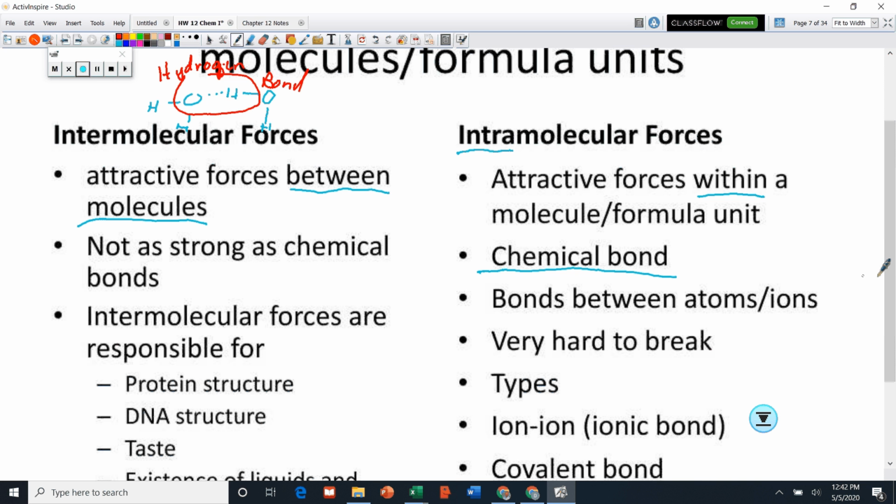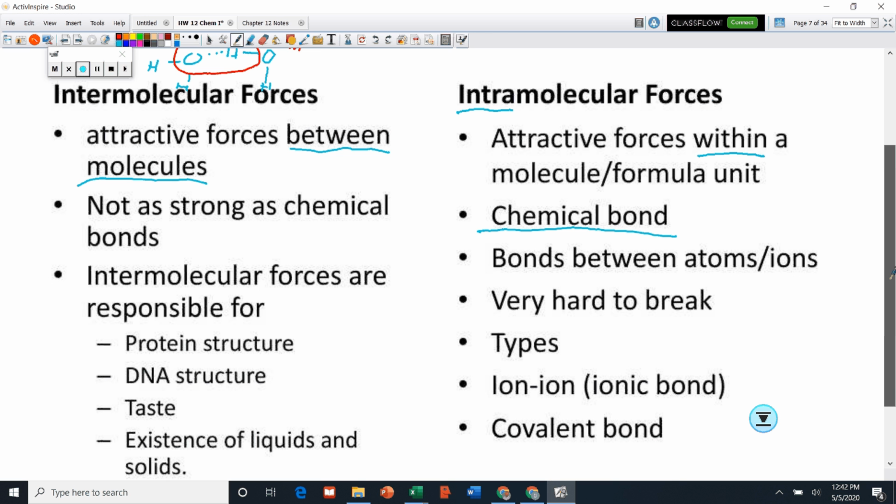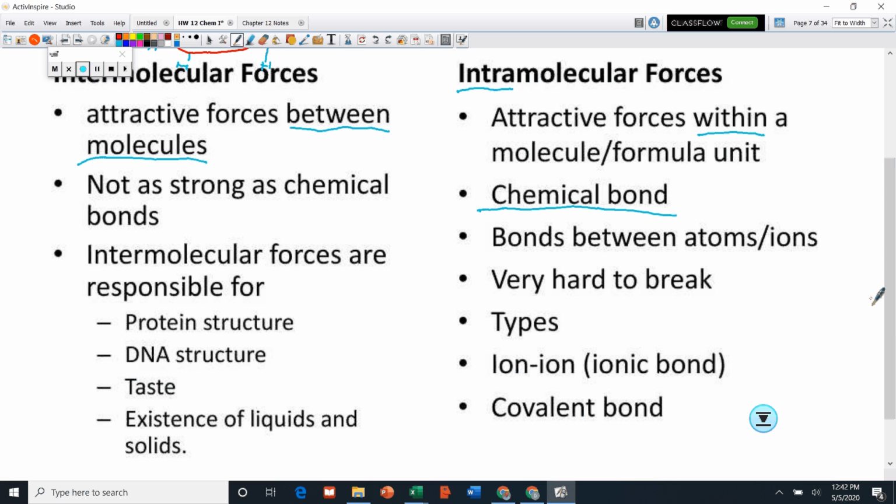All right, so just going through here real quick, I want to look through these. Intermolecular is between molecules, is not as strong, they're weak. Intermolecular forces are responsible for things such as protein structure, DNA, taste, existence of liquid, solids and gases. And this is where we're going with this today, is getting into this. How does this affect it?